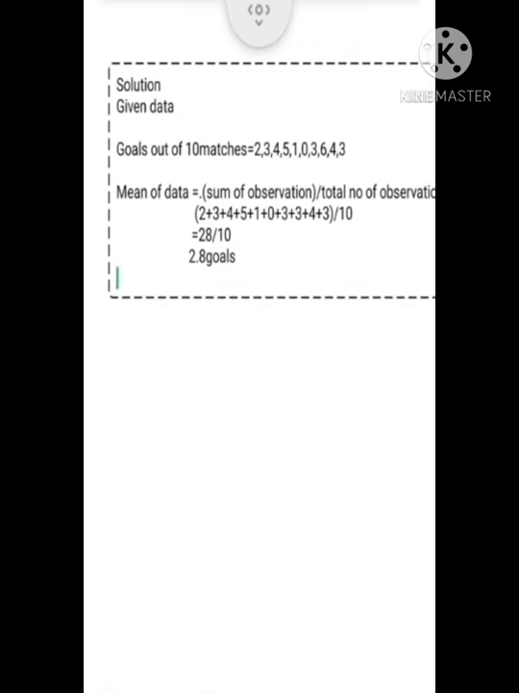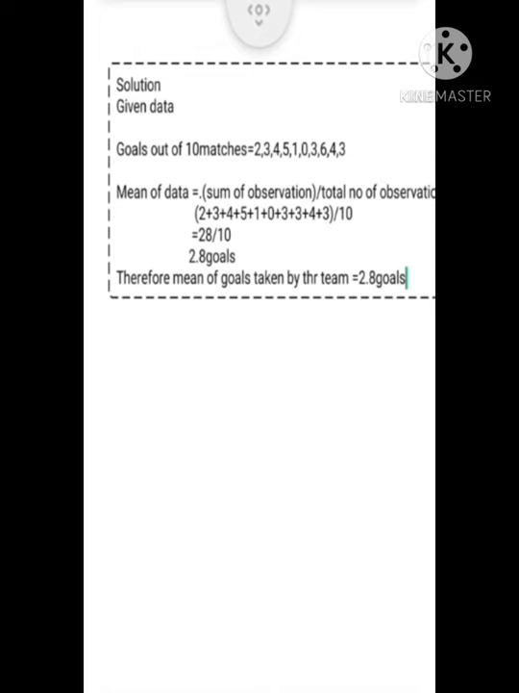So therefore the mean of the data, the mean of goals taken by the team, is equal to 2.8 goals. 2.8 goals. So next, what do we need to find out?